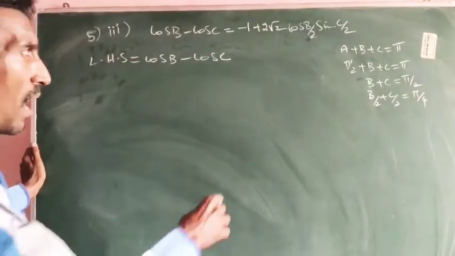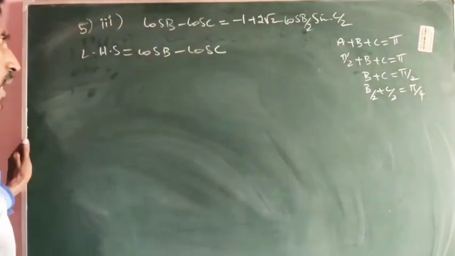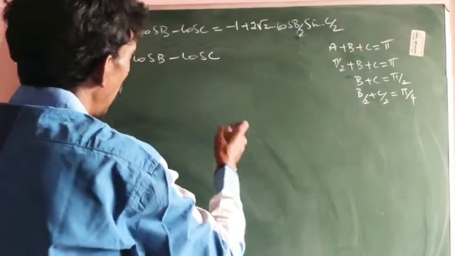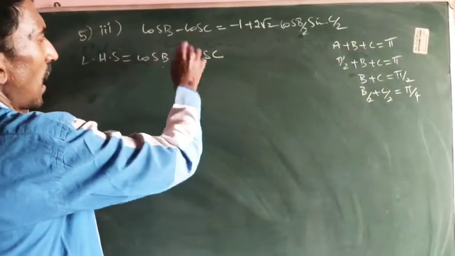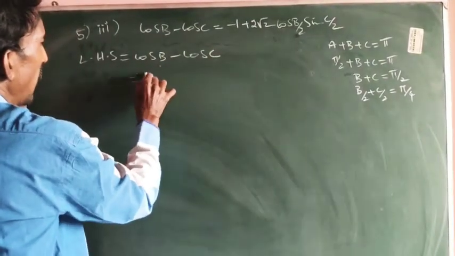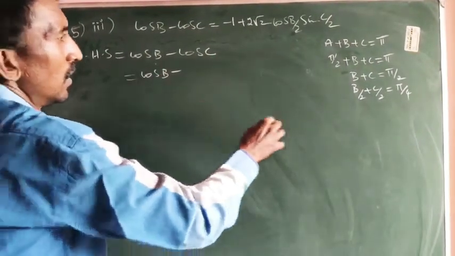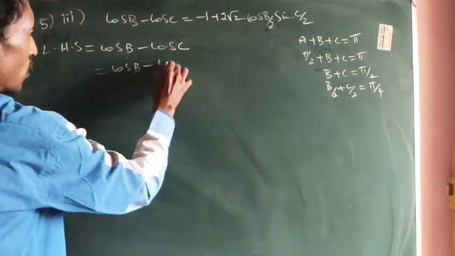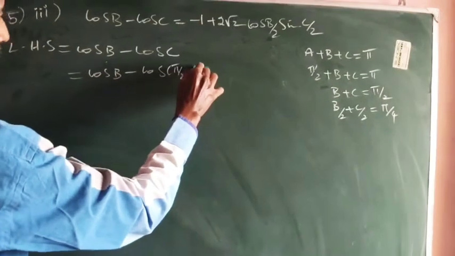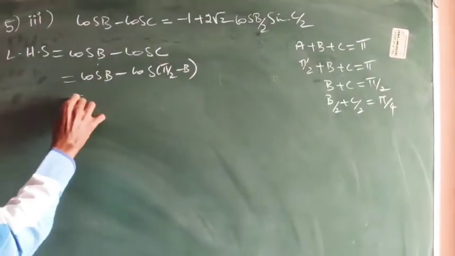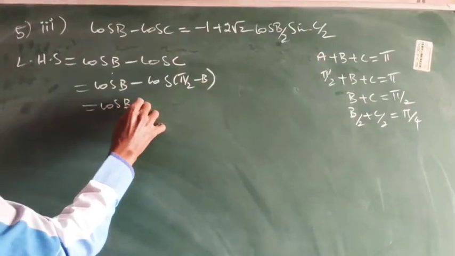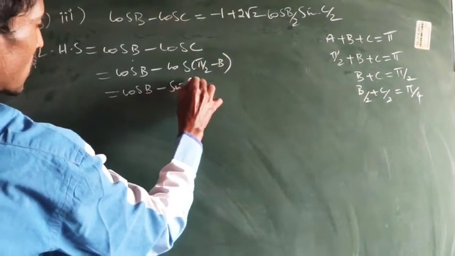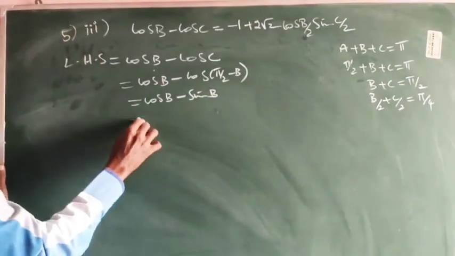In the answer, half angle is present. Meanwhile, we have to change any one of these angles, either convert B into C or C into B. So we can change the second one. B plus C equal to 90, so C equal to 90 minus B. So cos(90 minus B). Cos(90 minus theta) is sin theta. So sin B. Are you clear?